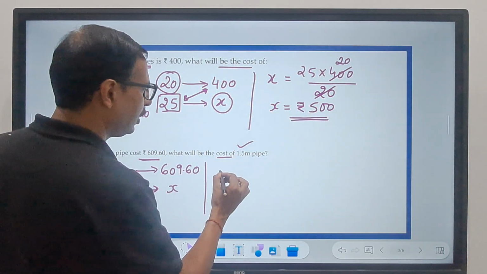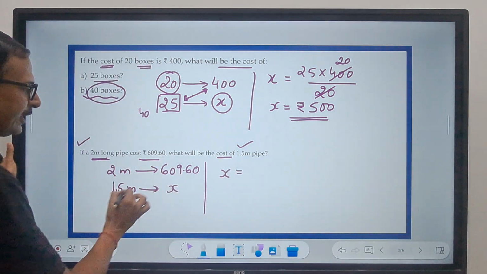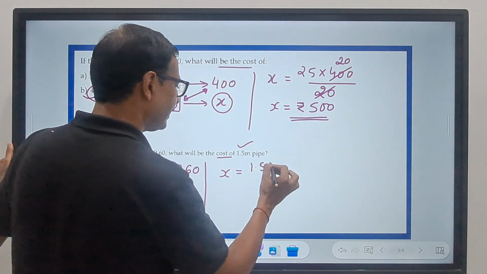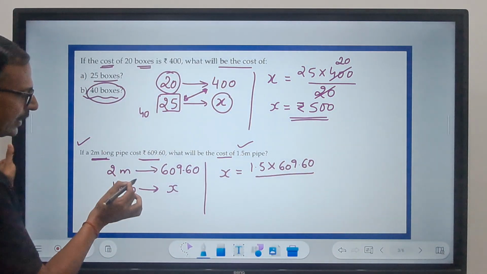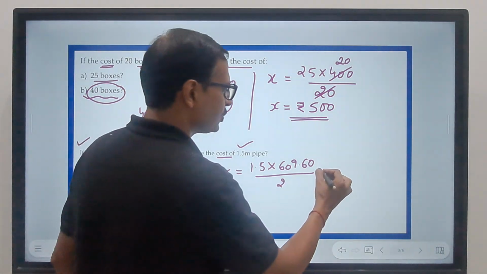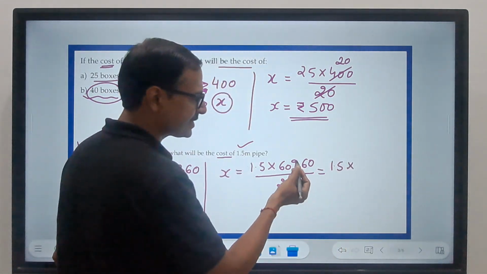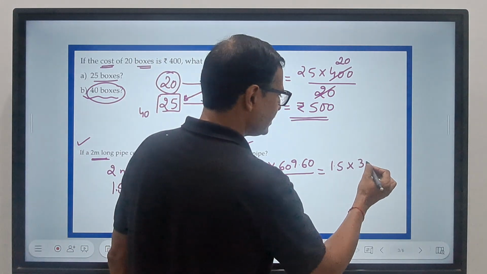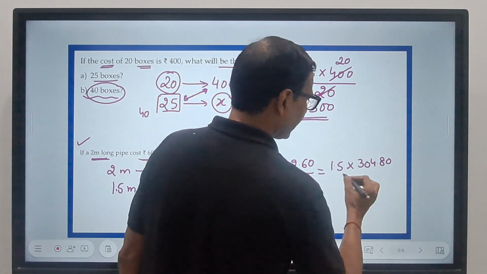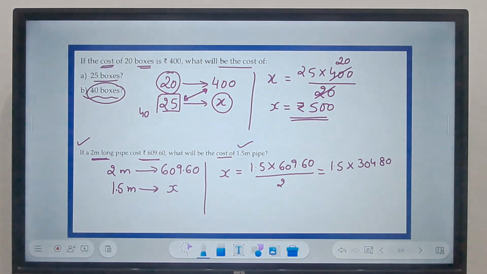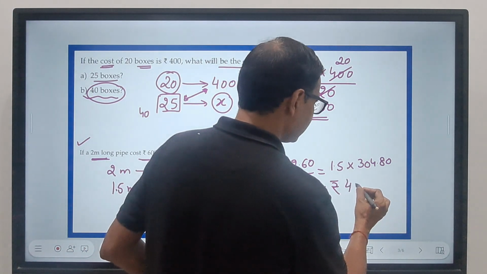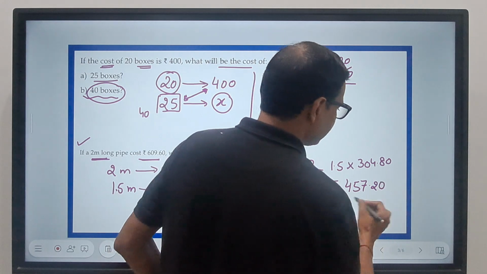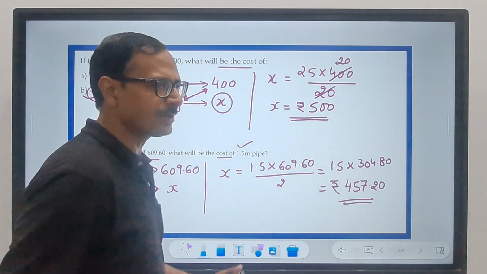I told you the rule here. X is just cross multiply the known quantities: 1.5 times 609.60 divided by 2 meters, that is 2. So 1.5 times, just cancel the 2 by 2, you get 304.8, and when you multiply 304.80 by 1.5, you are going to get 457.20, which happens to be the cost of 1.5 meter pipe.